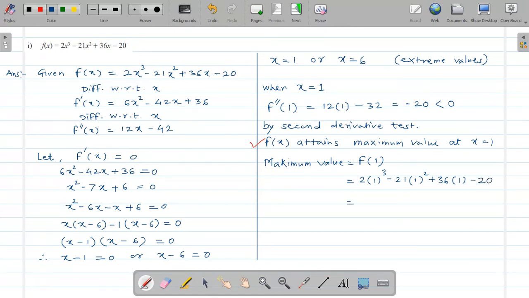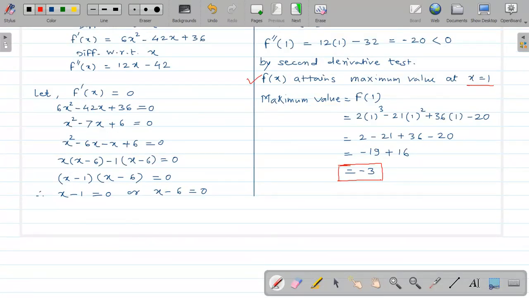Okay, so this is 2 minus 21 plus 36 minus 20. So that's why this is minus 19 plus, here you will get 36 minus 20 means 16. So that's why you will get minus 3. Okay, so this is called as the maximum value of the given function. Okay, minus 3 is the maximum value of the function at point x is equal to 1.